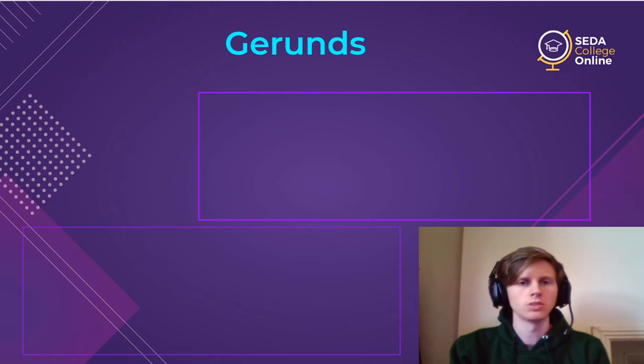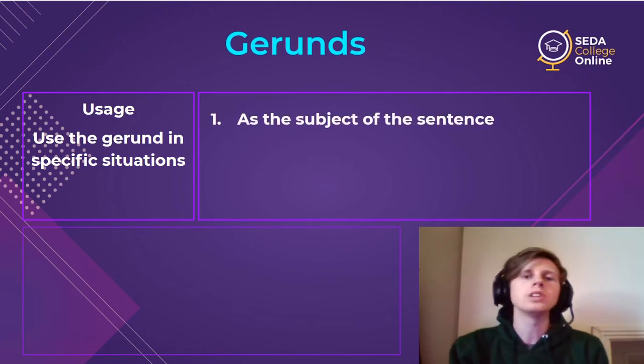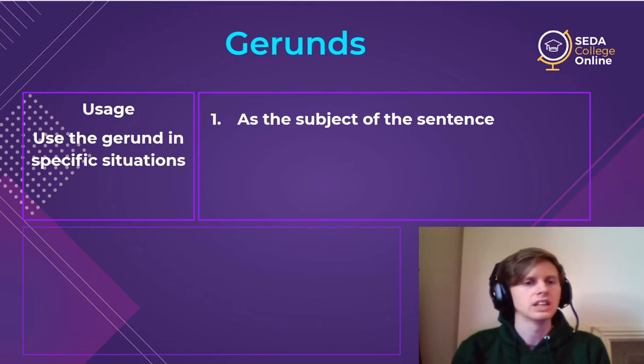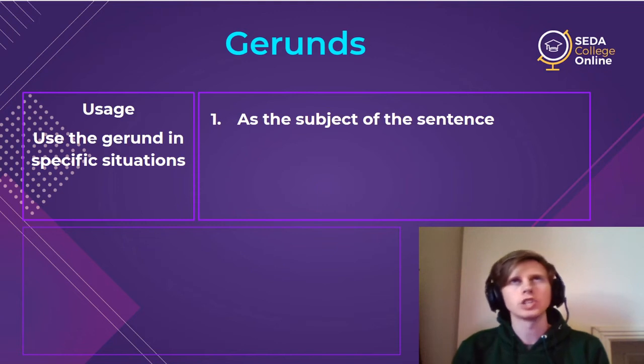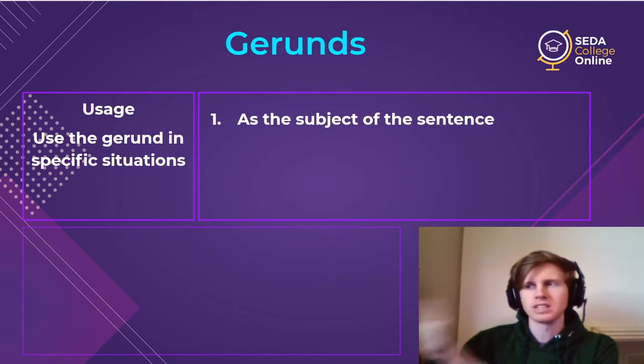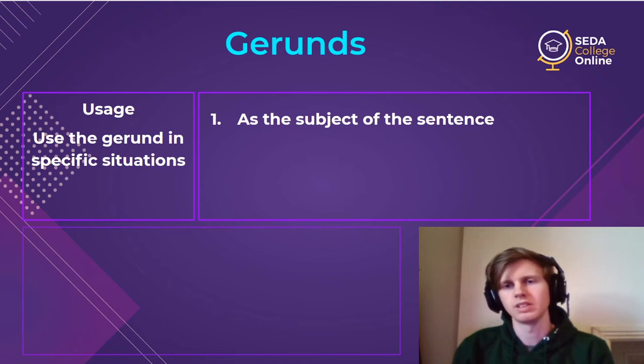Okay, so how do I use it? Well, the usage is very similar to an infinitive, but there are some clear differences. One, you can use a gerund as a subject. So before, just to be clear, you can use an infinitive as a subject. It is possible, but it's a very special thing. Using an infinitive as a subject is something in poetry, in literature like Shakespeare. It's kind of an older thing, and it's a special thing. Normally, we only use gerunds for the subject of the sentence.